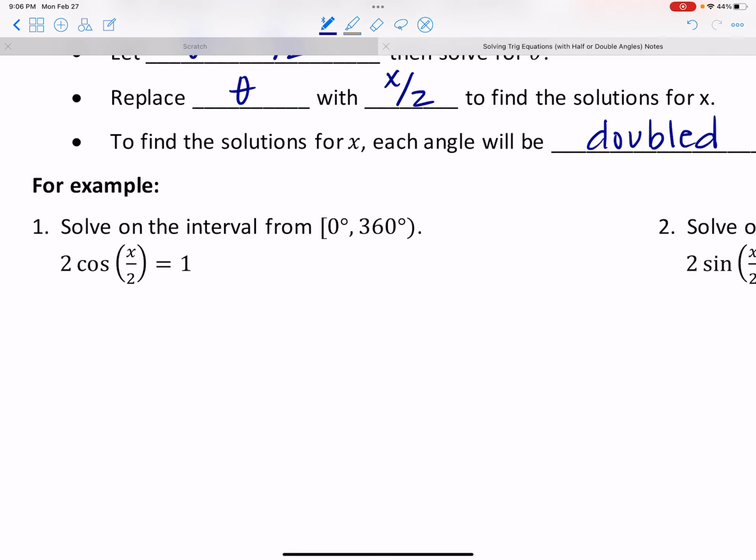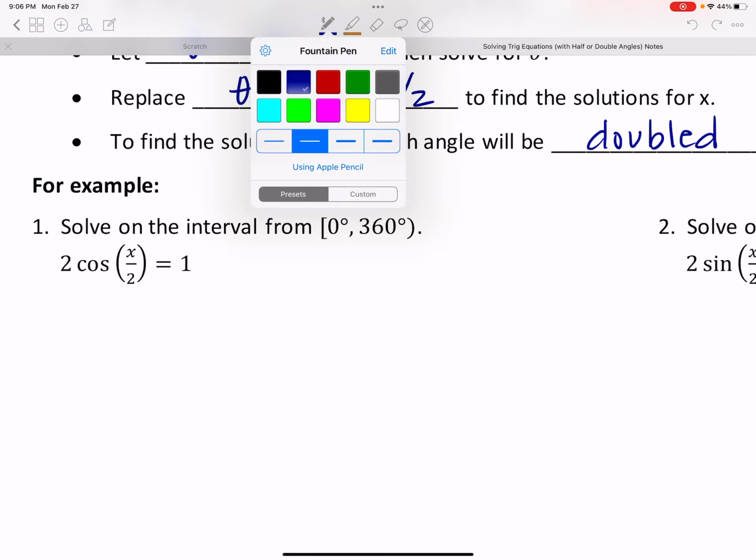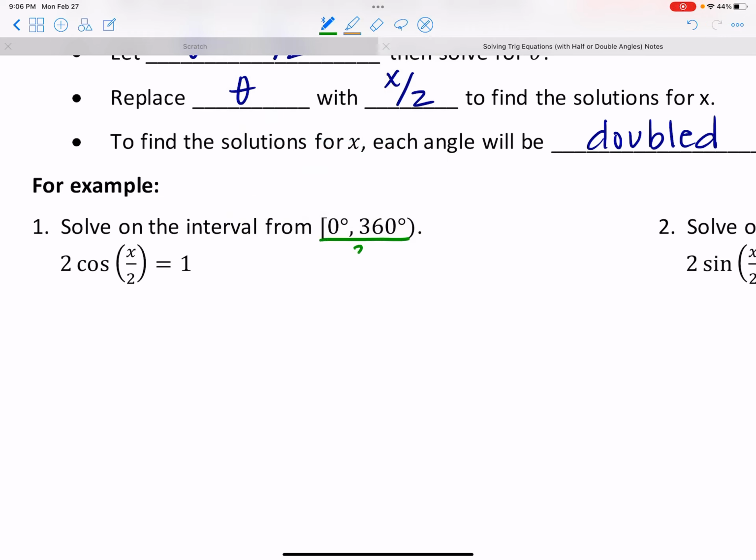First, it says solve on the interval from 0 to 360. Because this is a half angle, I'm going to cut that normal interval in half. I only have to look at half of a cycle. That's going to happen in half of the time. So if I take this and divide by 2, then the interval I'm going to be looking at is actually going to be from 0 to 180 degrees.